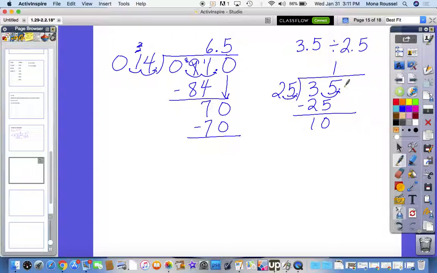keep a remainder. So our decimal's already here. We're going to have to add a 0 behind it and bring the decimal point up. Now we can bring the 0 down and divide 25 into 100. Goes 4 times. 4 times 25 is 100.